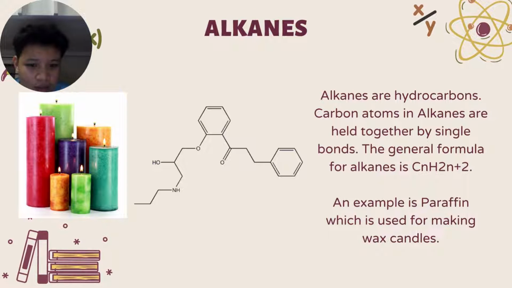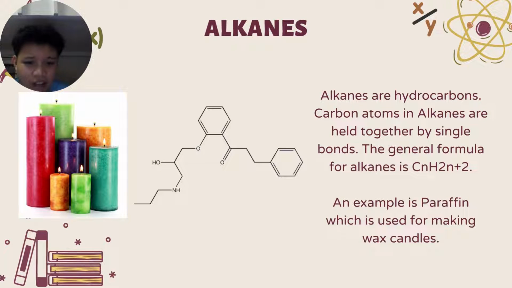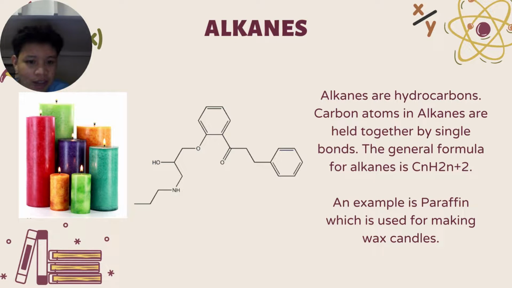Alkanes are hydrocarbons. Carbon atoms in alkanes are held together by single bonds. The general formula for alkanes is CnH2n+2, n meaning the number of carbon atoms, which means the number of hydrogen atoms in an alkane is 2 times the number of carbon atoms plus 2. An example of an alkane is paraffin, which is used for making wax candles.